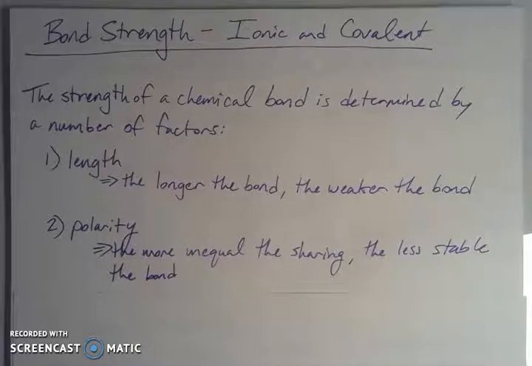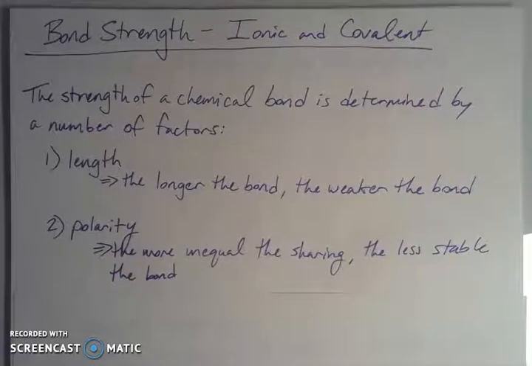As you could maybe surmise, if you've studied a little chemistry, a lot of it has to do with where the two elements involved in the bonding are on the periodic table. So the strength of a chemical bond in general is determined by a number of factors. I have two of them here, but we're going to expand on the length part in a little more detail later. So length: the longer the bond, the weaker it is.